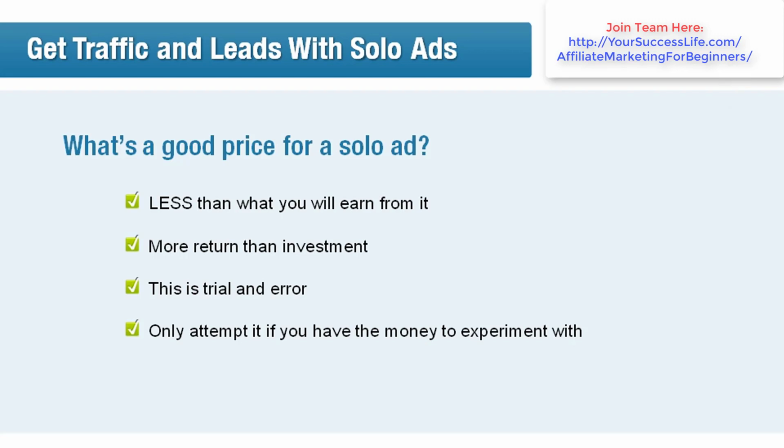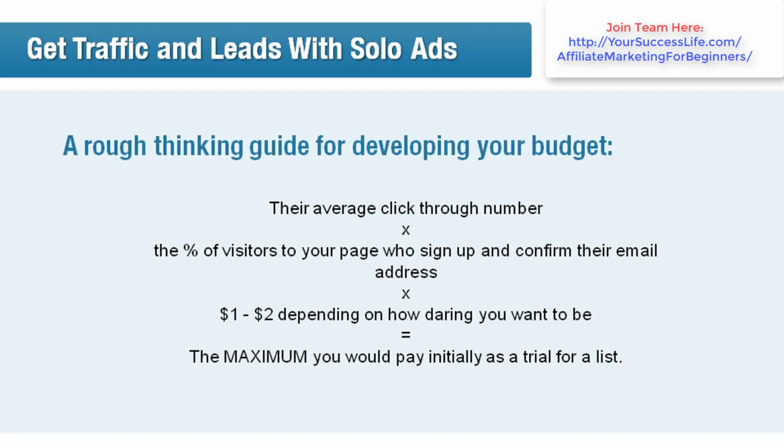So if you're trying to figure out what you don't want to pay over, as your top of the line kind of payment, then you might take their average click-through number, multiply it by the percentage of visitors to your page that sign up and confirm their email addresses. So when people do come to your website, what percentage of those people sign up, and then multiply that by 1 to 2, which will be $1 to $2 depending on how much of a risk you want to take, and that will give you the maximum that you would pay initially as a trial for a list.